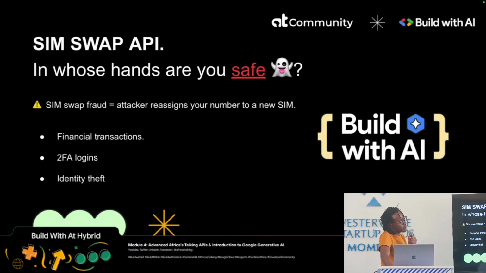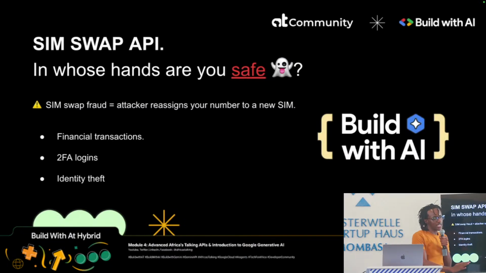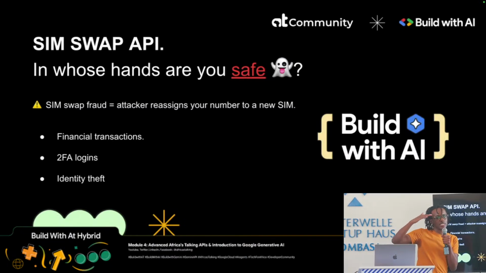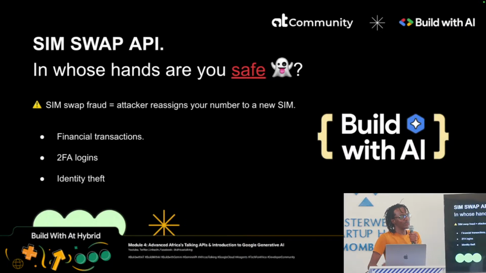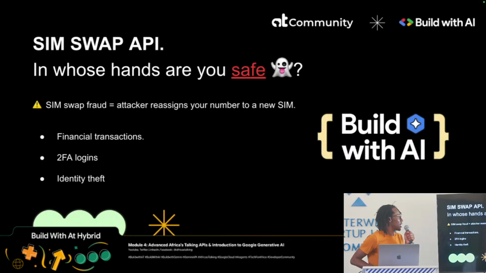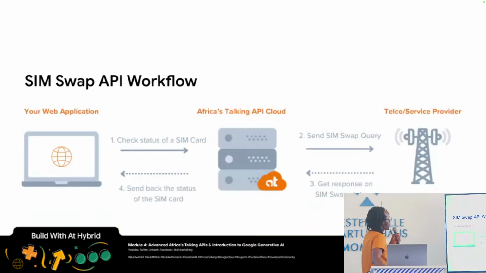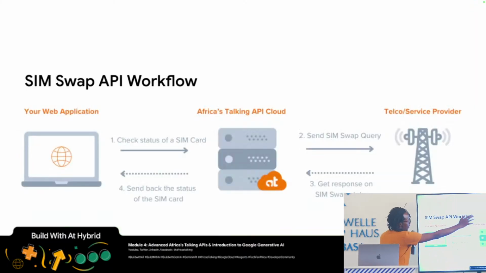So if it has been swapped recently, you suspend the transaction and request for more KYC. That is KYC, know your customer, like ID details, things like that. And if the user is unable to provide that, then you know you've just prevented fraud from happening. So this is how this entire flow works.